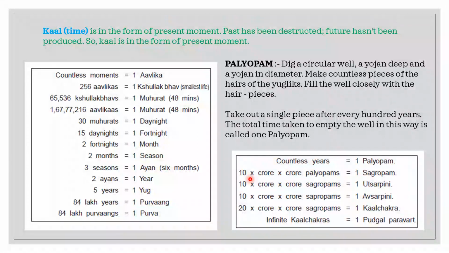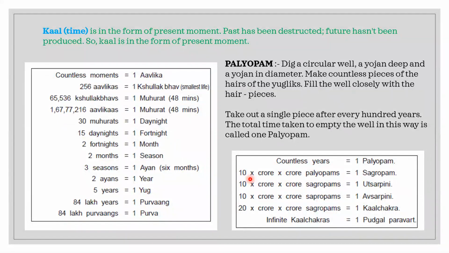So that is where our counting basically stops after the purva. There are no real numbers after one purva. After a purva, there is a time that is known as palyopam. What is palyopam? Palyopam is basically countless years. But in order to understand palyopam, our Shastra has given some definition.